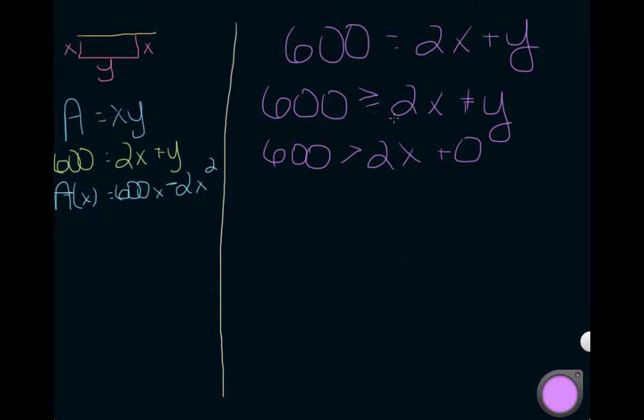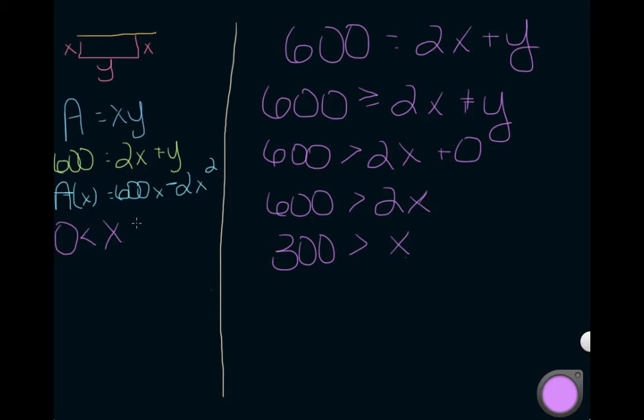And the reason why I dropped the equal to right here is because y can't technically be 0, otherwise this wouldn't be a rectangle anymore. It would just be 2 lines that are not connected at all. So if y can't be exactly equal to 0, then this means that x can't be equal to 300 right here. Okay, so then I get 600 is bigger than 2x, which means that 300 is greater than x. So now we've got our limits: x is greater than 0, but less than 300.